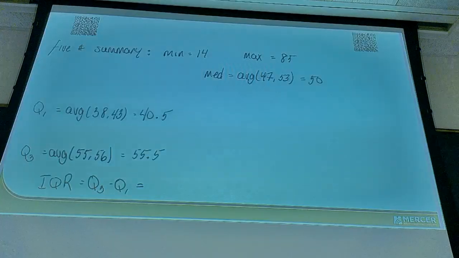Compute the IQR. Q3 minus Q1. 55.5 minus 40.5. Oh, that's good. So we can essentially just treat that as what? 55 minus 40, which is 15.